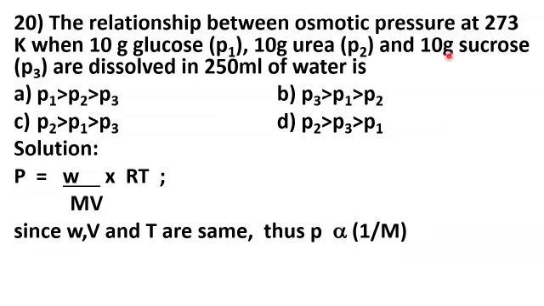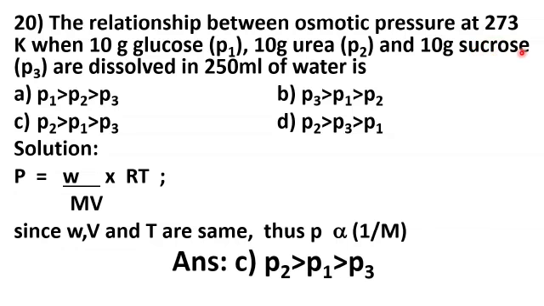So glucose, urea and sucrose, if you compare, the lowest molecular weight is for urea. So greater pressure is for urea. First comes P2. Next molar weight is for glucose, so next comes P1. After that greater molar weight is for sucrose, so it has lower pressure compared to all others. So next comes P3. Hence correct order is option C, P2 greater than P1 which is greater than P3.